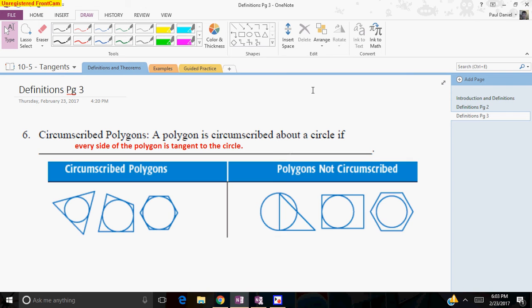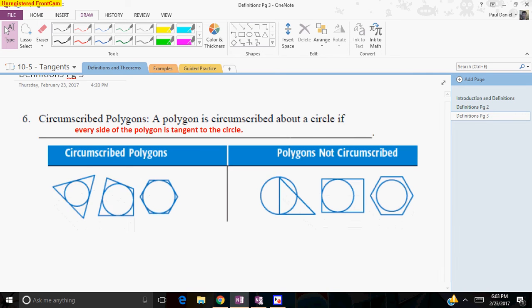Same with that quadrilateral, and same thing with that hexagon. And then over here on the right, these are some examples of polygons that are not circumscribed. Whereas in that middle one with this rectangle, we do have three sides tangent, but that fourth side of that rectangle is not tangent to the circle.